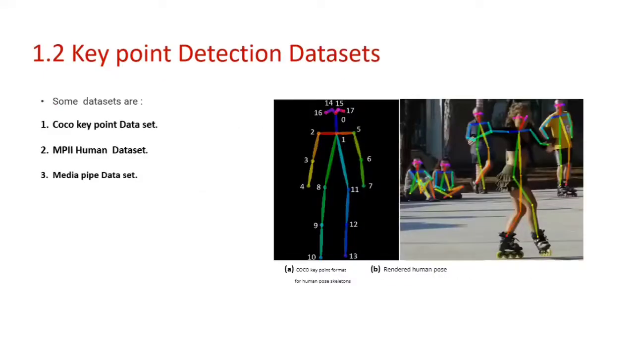And when we have to detect the human body pose, there are key point data sets for detection. The first one is the Coco key point data set. The second one is the MPII human data set, meaning multi pose human data set. The third one is the MediaPipe data set. Actually, the MediaPipe data set is a customizable data set. We used it in this project.